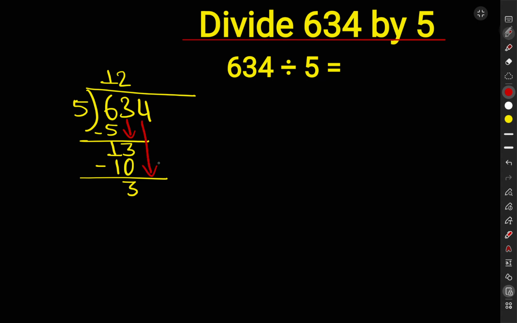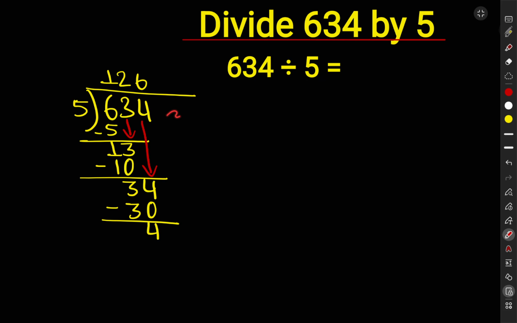So again we put down this 4 and it is 34. 5 times 6 is 30. On subtracting, we get 4.